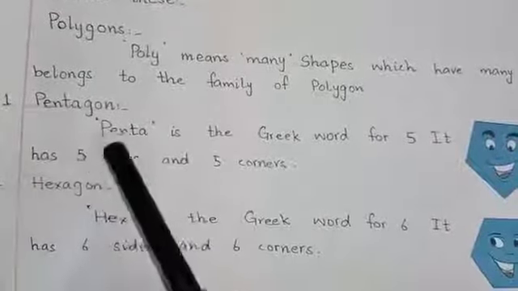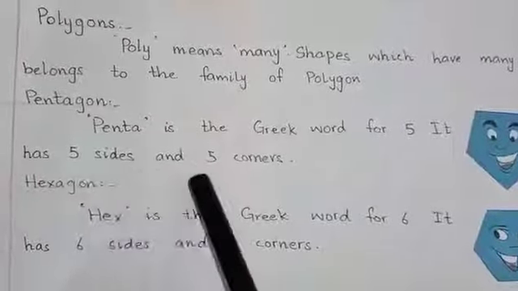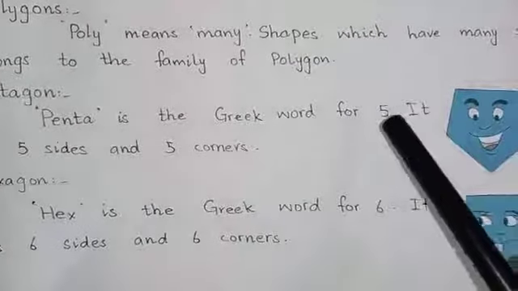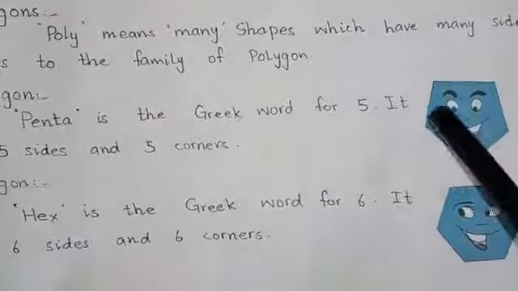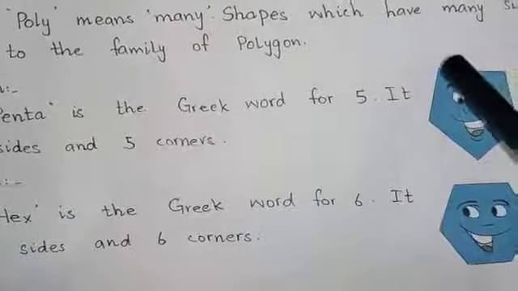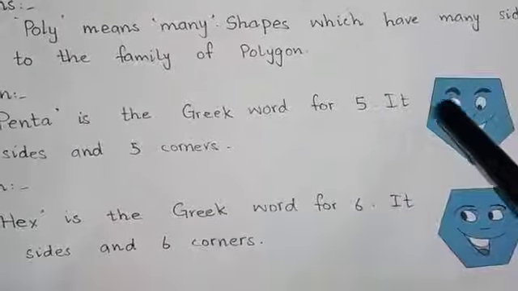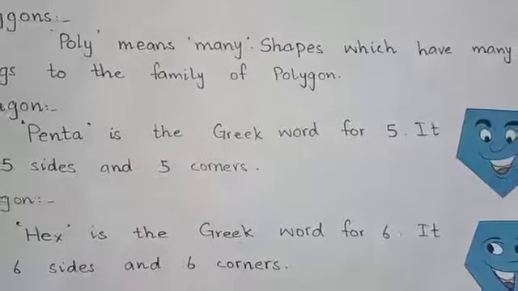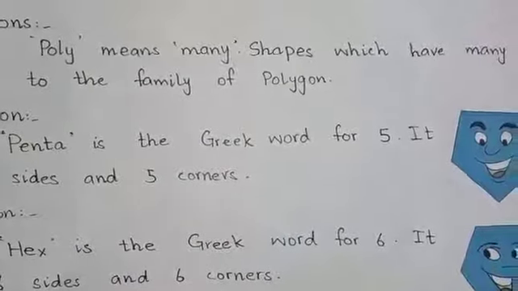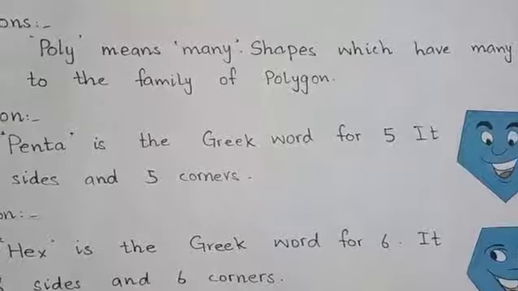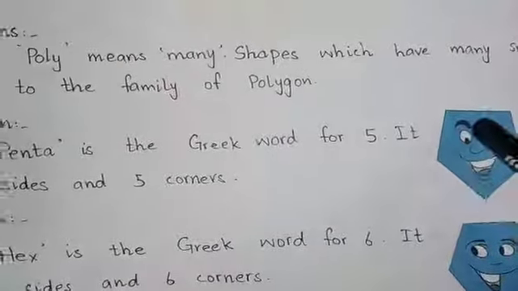Number one is pentagon. Penta is the Greek word for 5. It has 5 sides and 5 corners. Look at these sides: 1, 2, 3, 4, 5. It has 5 sides and 5 corners. So again, revise: penta is the Greek word for 5, and it has 5 sides and 5 corners.